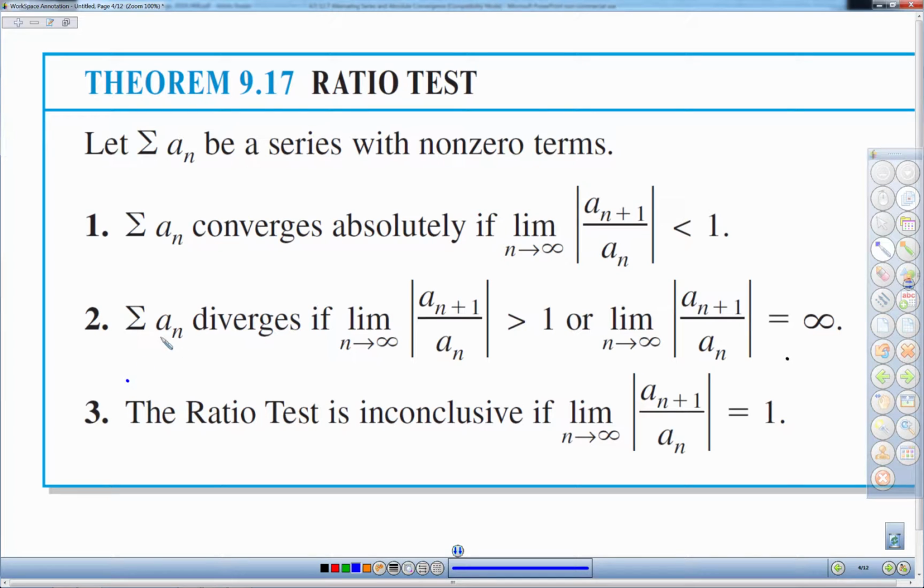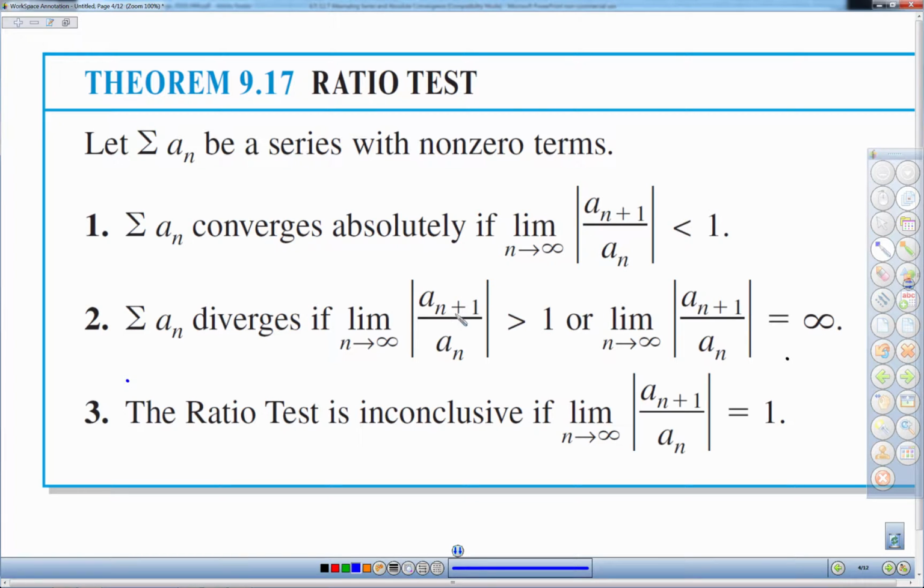We would say that the series diverges if we take that same ratio, the limit as n approaches infinity of the n plus first term over the nth term, is greater than 1, or if it's equal to infinity. And then if that ratio equals 1, we will say that the result is inconclusive and we have to do a little bit more digging.